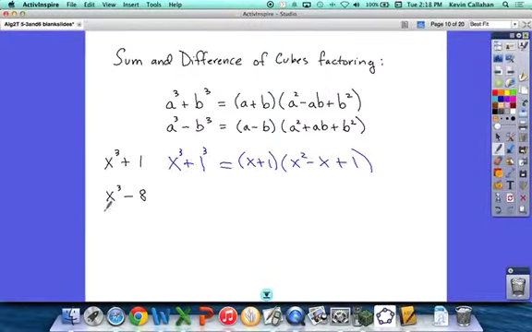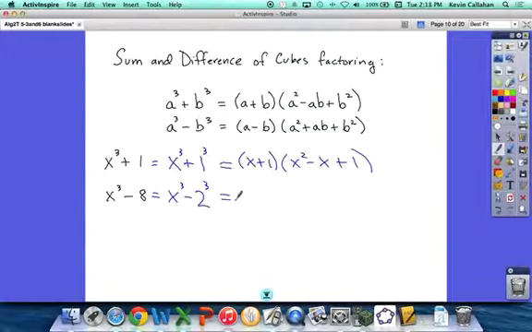Right. How about the x to the third minus 8? What number cubed equals 8? 2. 2 times 2 times 2 is 8. So we can write it as x to the third minus 2 to the third.